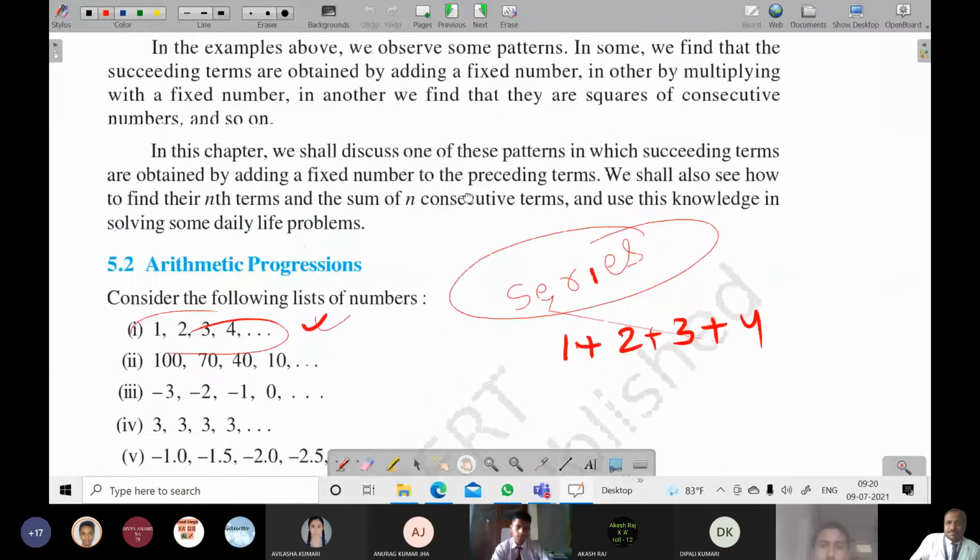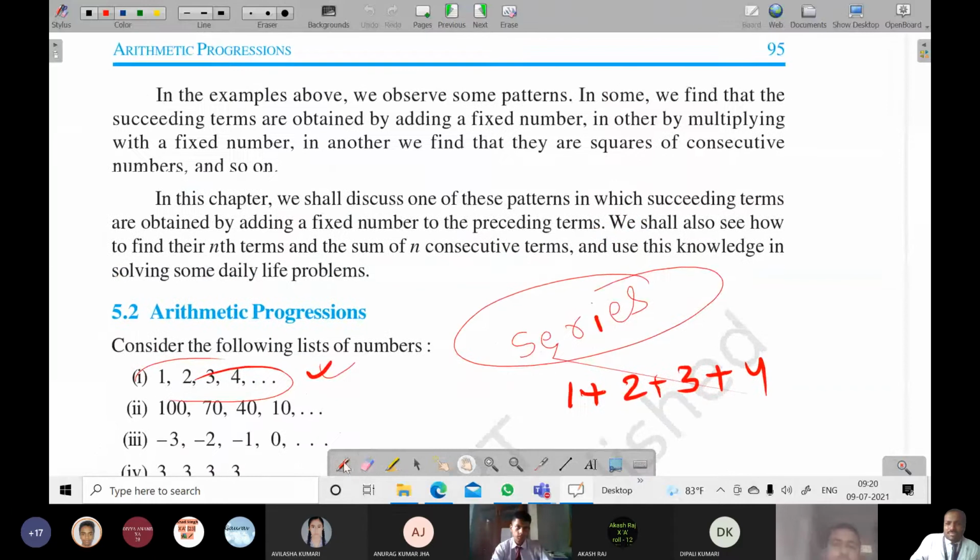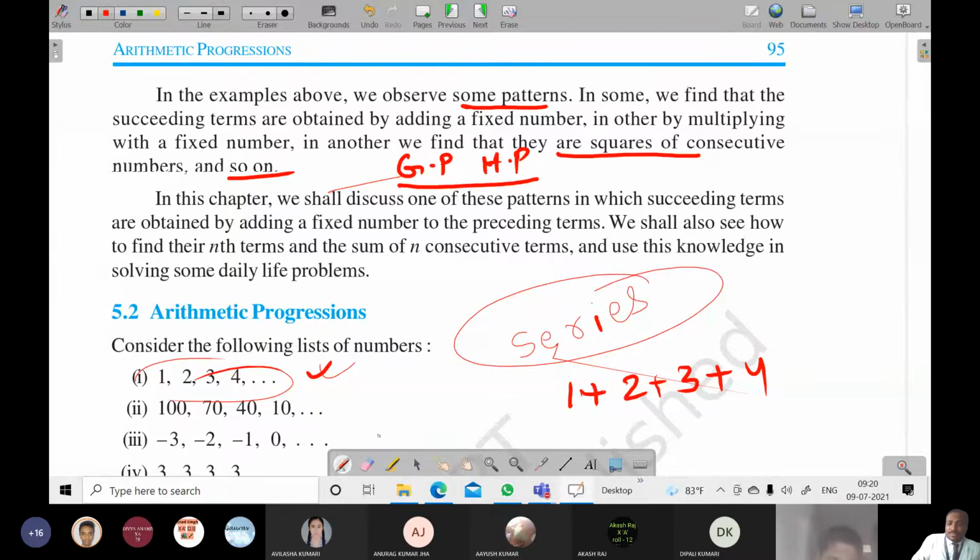Here it has been said, all those examples which we had seen are now forming some patterns. Might be the patterns of common difference, might be other patterns of multiplication or a square. So there are several types of pattern. As I had said, in further classes you will be reading about GP and HP, geometric progression and harmonic progression. They are the different forms of pattern.